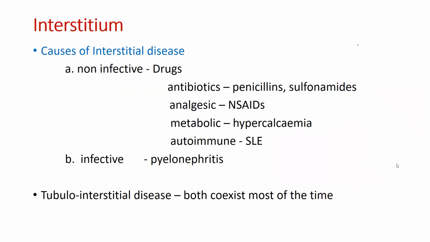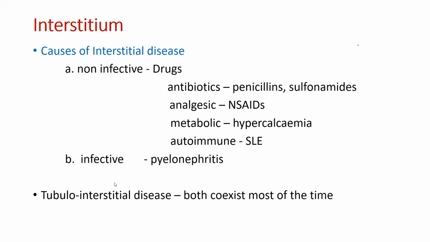Right. So that is the tubules. Now we'll go just outside the tubules, the interstitium. And if you remember the picture very well, the tubules are always surrounded by a good interstitial compartment. So there are conditions which can affect this interstitium directly. You can divide it into non-infective causes and infective causes, where your non-infective causes are mainly related to drugs, like some of the antibiotics, analgesics. There are metabolic conditions like hypercalcemia, autoimmune conditions like SLE can affect the interstitium. And then you have your infective causes like pyelonephritis, which can cause direct interstitial damage.